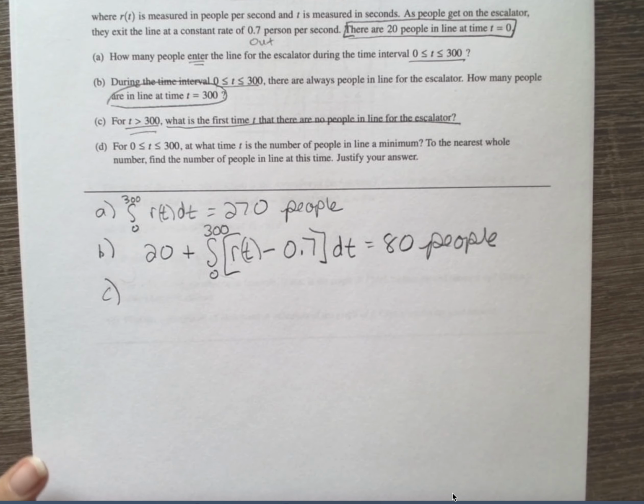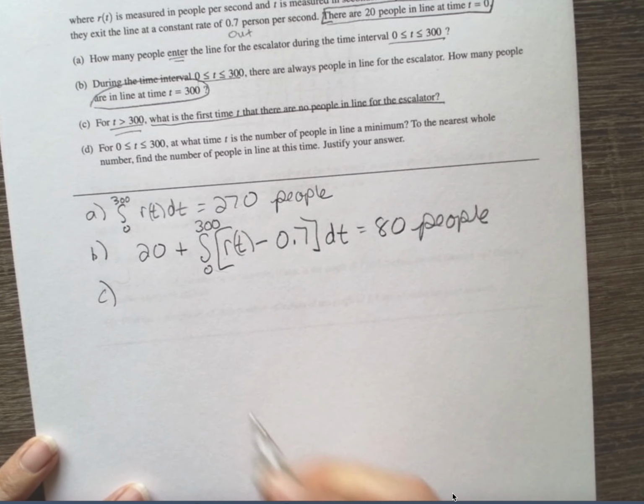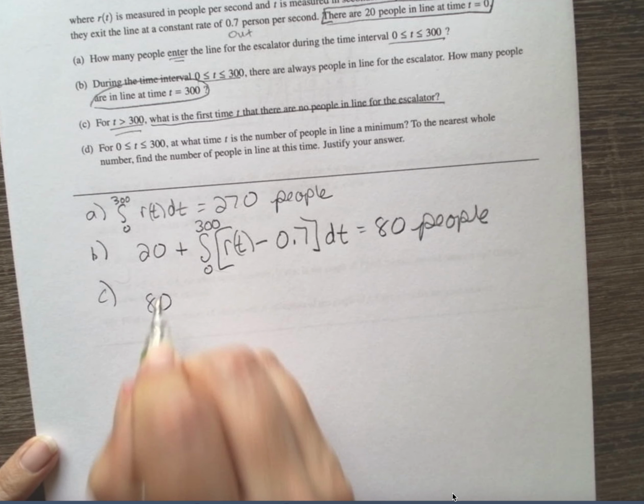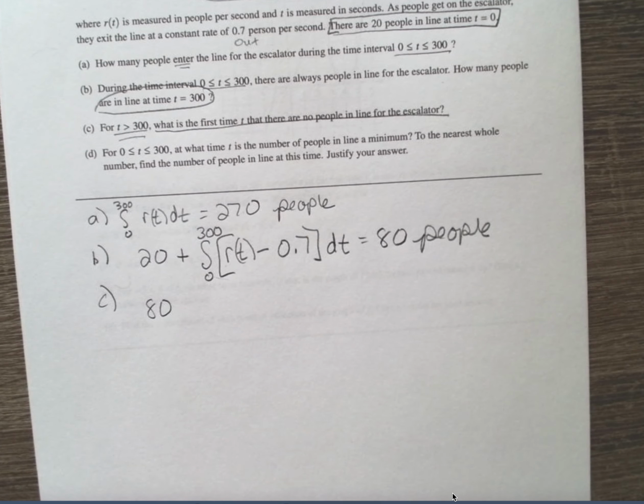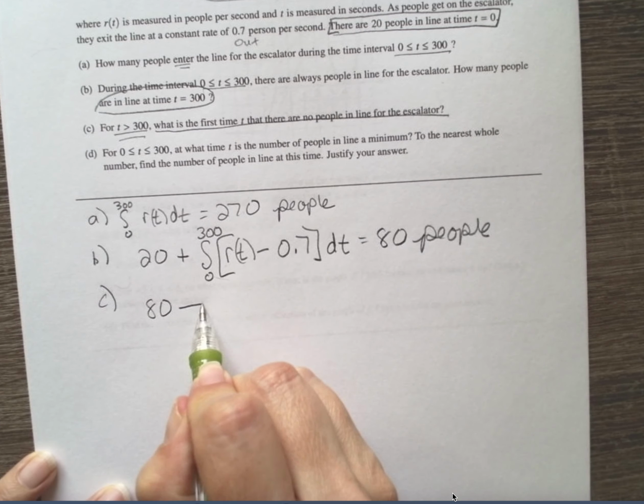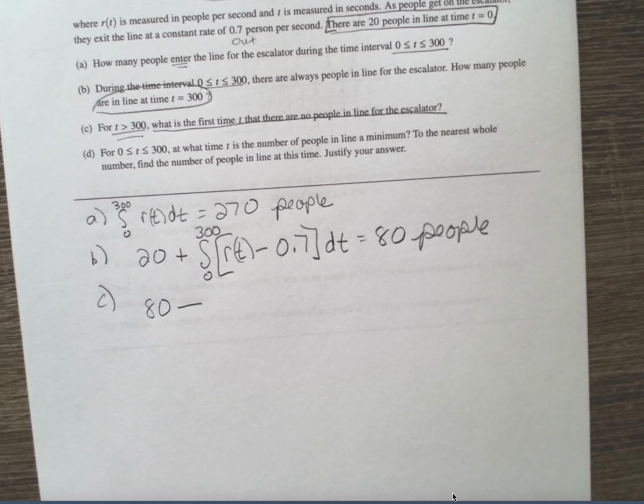Well, let's think about it. At time equals exactly 300, there are 80 people standing in line. Now, what happens after time equals 300? Nobody else gets in line, but people are getting on the escalator, thus getting out of line. So you have to subtract the people getting on the escalator.